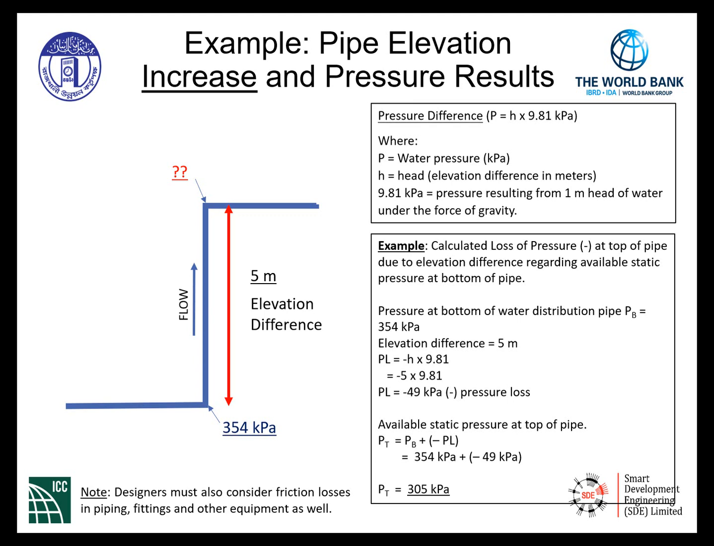305 kPa. A note that the designers must also consider friction losses in the piping, flow characteristics, fittings, and connected equipment as well as part of the rest of the hydraulic calculations for the distribution system.